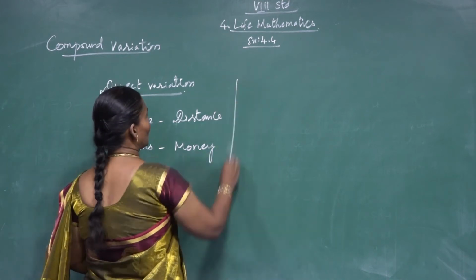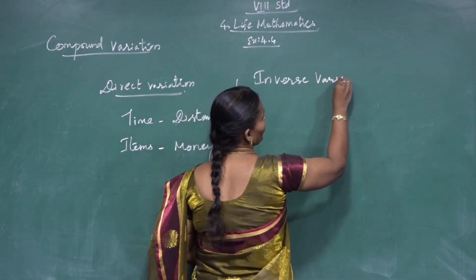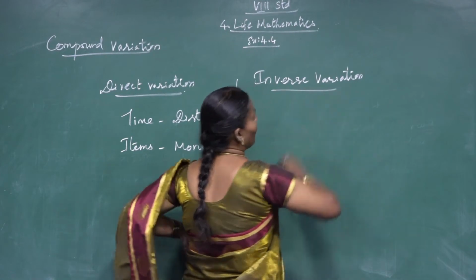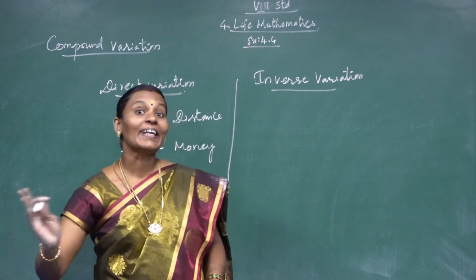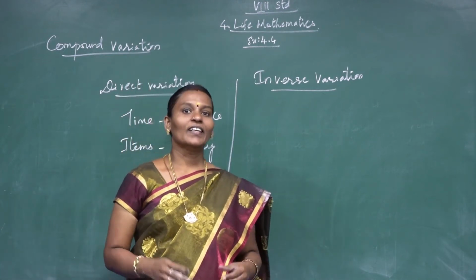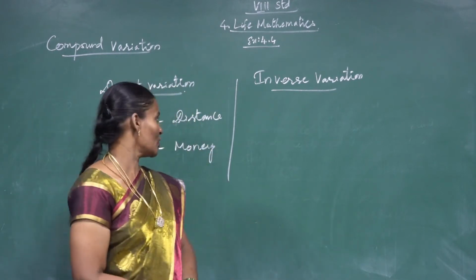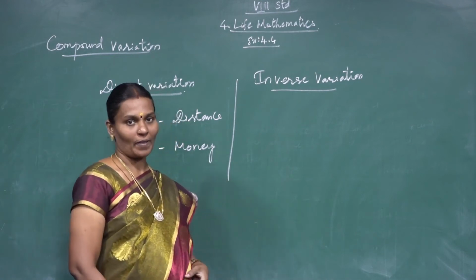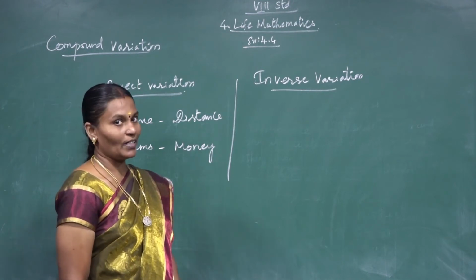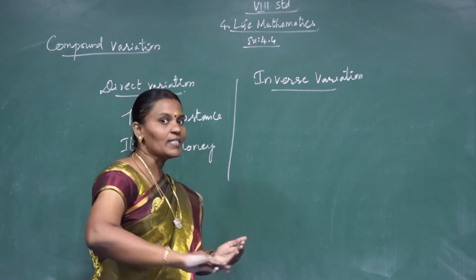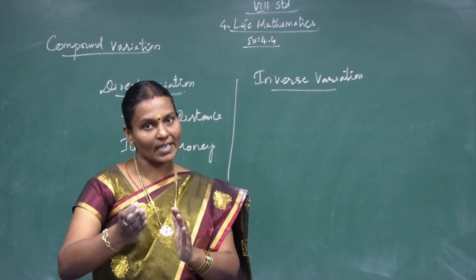Then what is inverse variation? If we take two quantities, if one increases, the other decreases. If one decreases, then the other one increases. That type of variation is called inverse variation. For example, speed and time. If you increase the speed, definitely the time taken to cover the distance decreases.